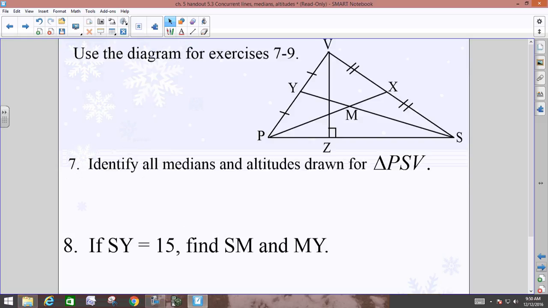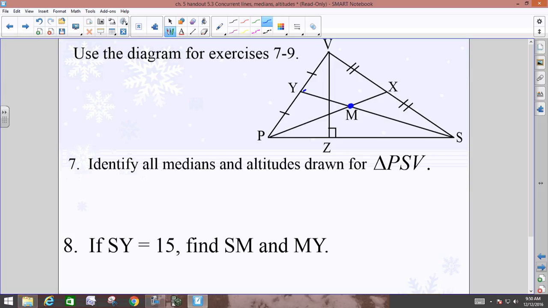Let's just do number 8 so I get one of these with you guys. We have to figure out which ones are medians and altitudes. VZ would be your altitude. It's perpendicular. SY and PX are both medians because they're at midpoints. So M is my centroid, where the medians intersect.